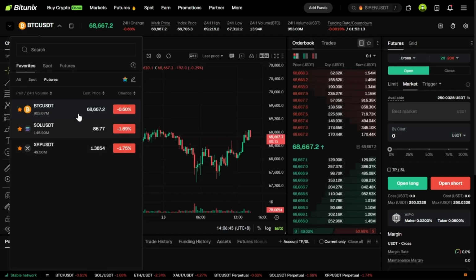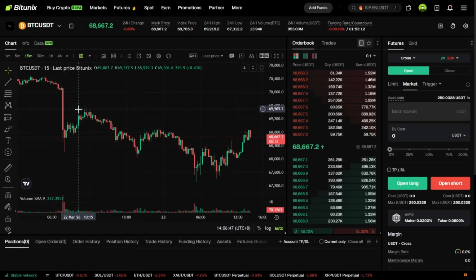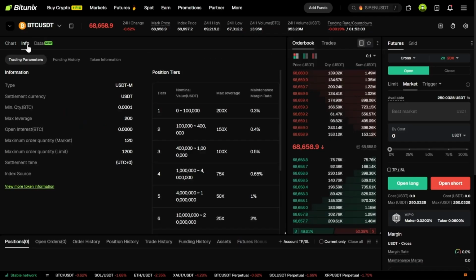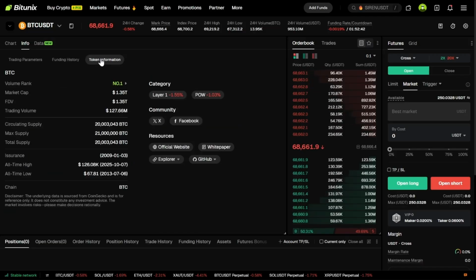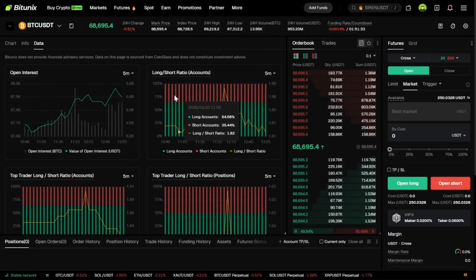For this tutorial, we will be trading with BTC. If you want some more info on BTC, you can just click the info tab. Here you can see trading parameters, funding history, and token information. Bitunix also has a new tab called Data, where you can do a bit more research on positions.